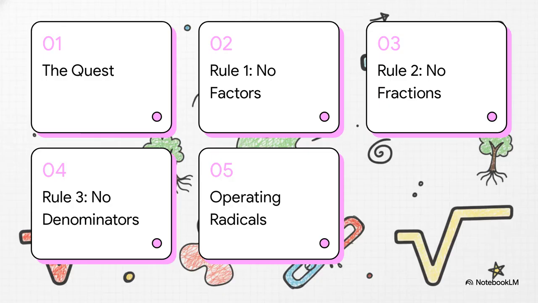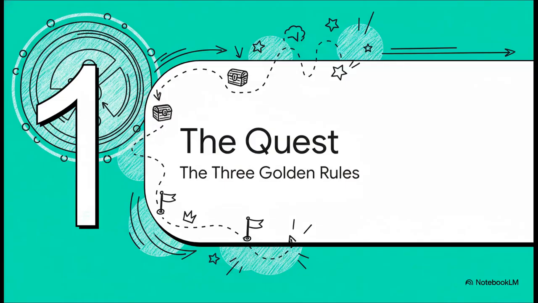So, here's our game plan. We're going to dive into the 3 golden rules for simplifying radicals, and then we'll put it all together to see how to actually work with them. All right, let's get into the rules of the game.